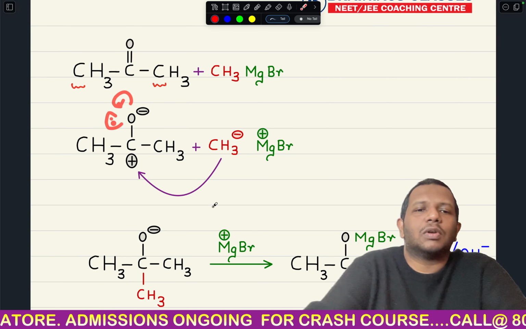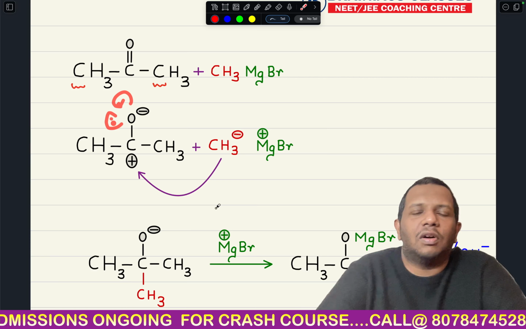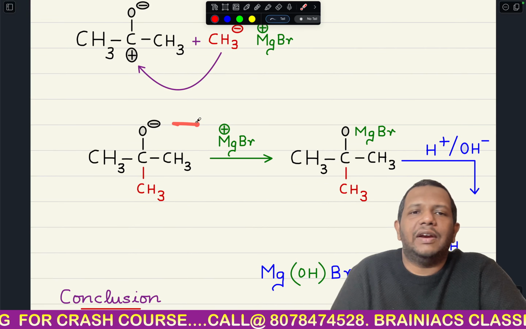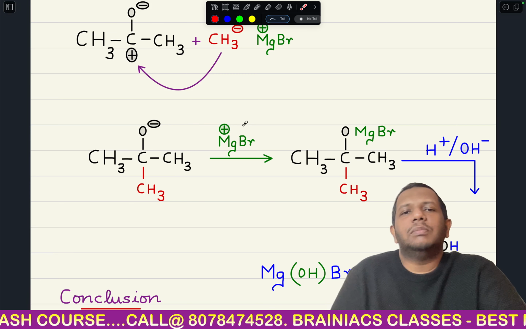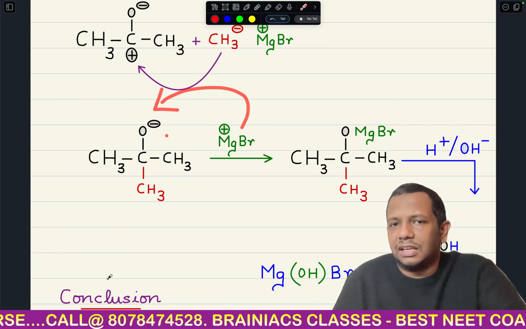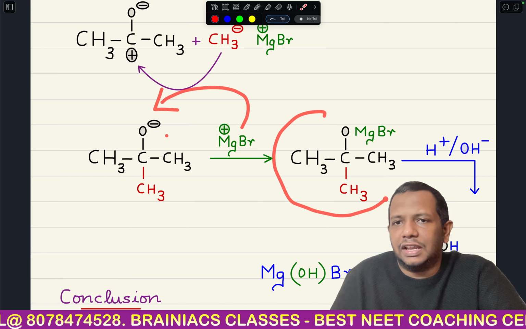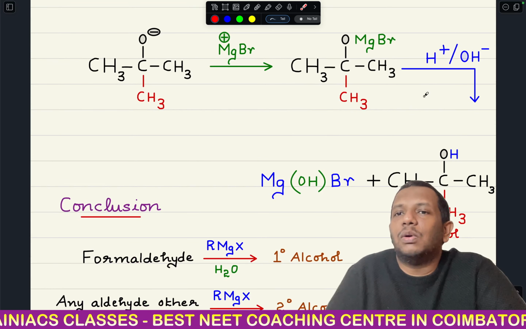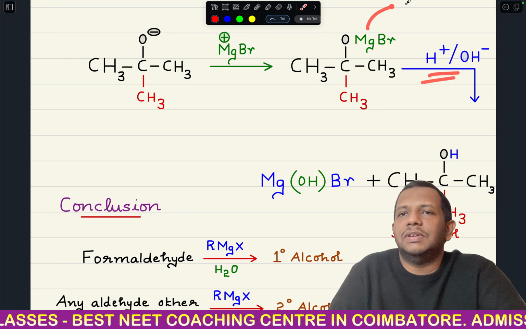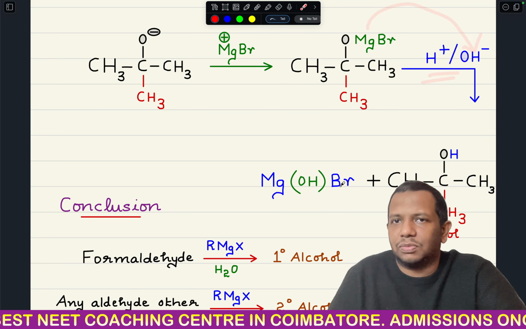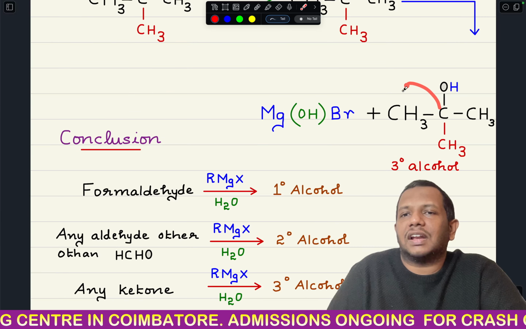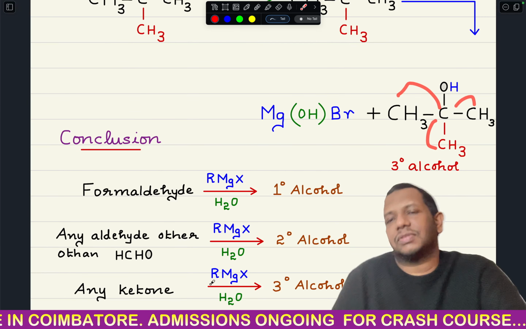Next, what will happen? To remove the negative charge and make the compound more stable, what will happen? There is an ionic interaction between MgBr and the negative charge. So MgBr plus will come and attack the negative charge, and you will get the nucleophilic addition product. Again, we know that on hydrolysis, MgBr will be attracted towards OH minus first, so you will get a tertiary alcohol. The carbon is connected to 3 other carbon atoms.